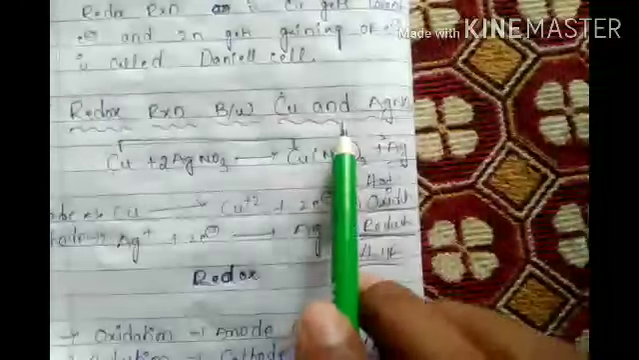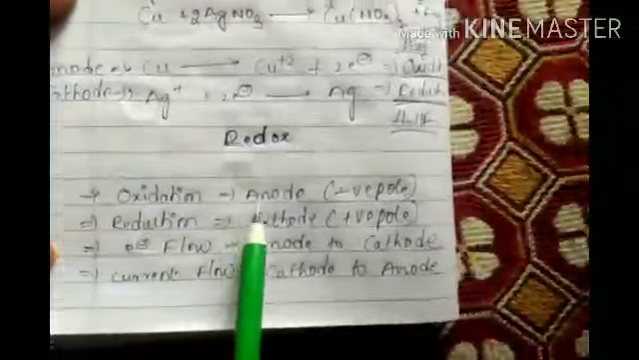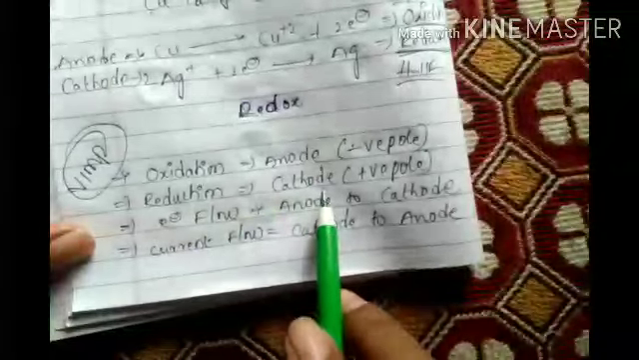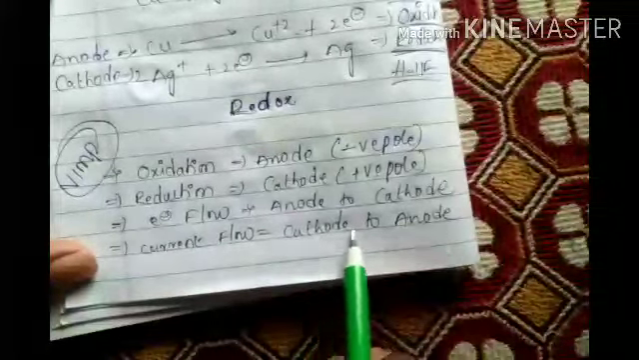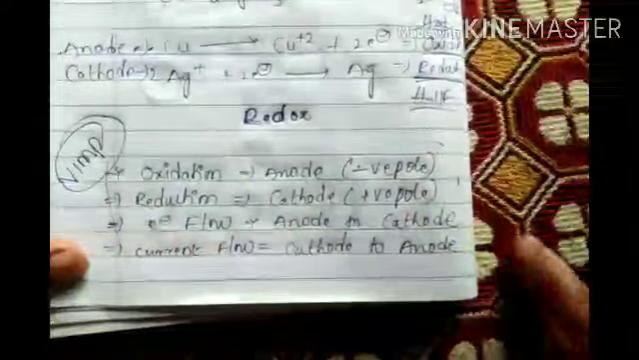Next, Daniell cell. What does it mean? A redox reaction between copper and silver nitrate. This is silver nitrate, I explained with the diagram. These points are very, very important, thousand times important. Oxidation at anode, reduction at cathode, negative pole, positive pole, electrons flow from anode to cathode, current flows from cathode to anode. Today's full chapter is this only. Some students will understand this.